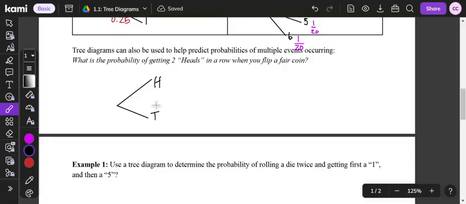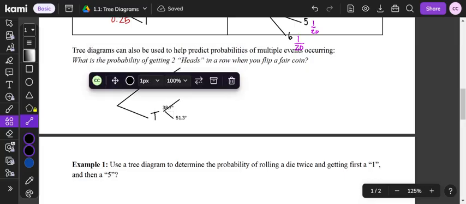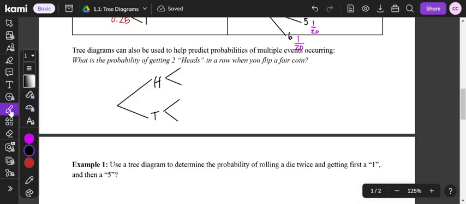But if I'm going to get two heads, that means I must have flipped my coin again. And so this is actually going to break off into even more branches like this. So after you flip it once, you're going to flip it again. You have two outcomes when you flip it again. So you could have gotten heads again.